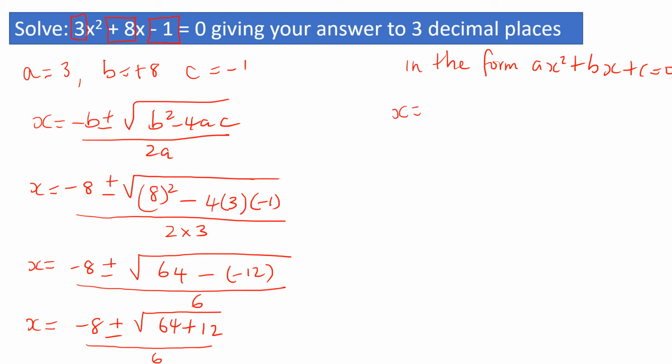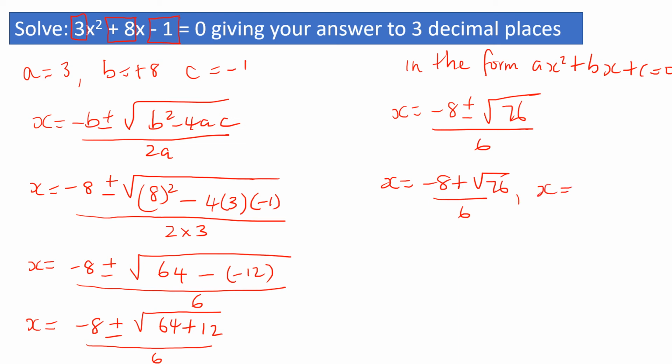So come over here now. X is equal to negative 8 plus or minus, 64 plus 12 is 76, so it's the square root of 76 over 6. So we're going to get our two equations. X is negative 8 plus the square root of 76 over 6, or X is equal to negative 8 minus the square root of 76 over 6.